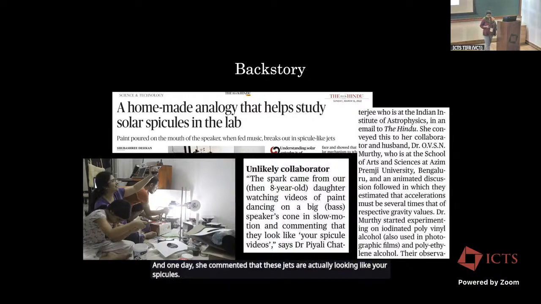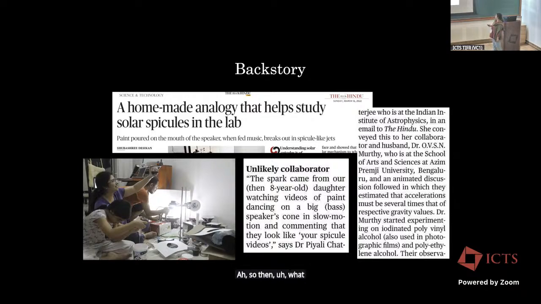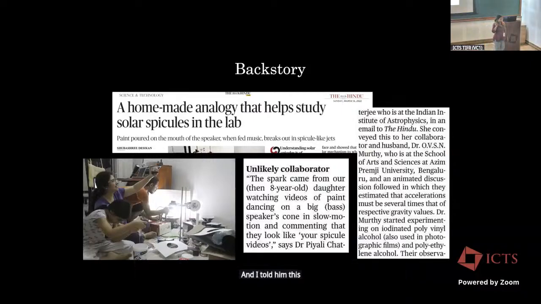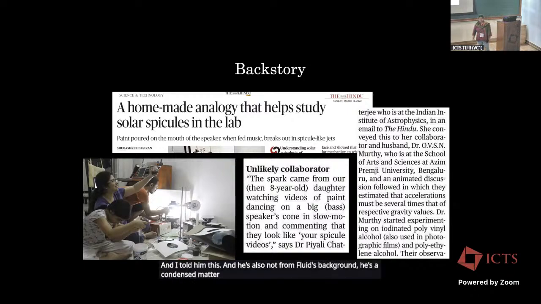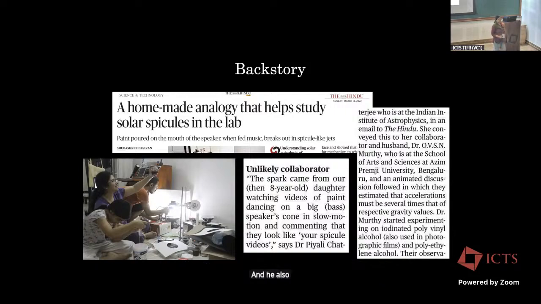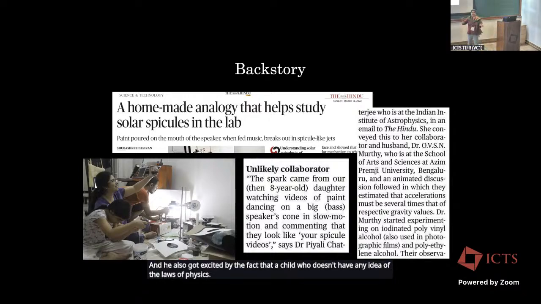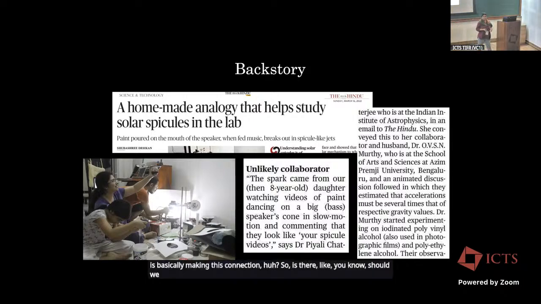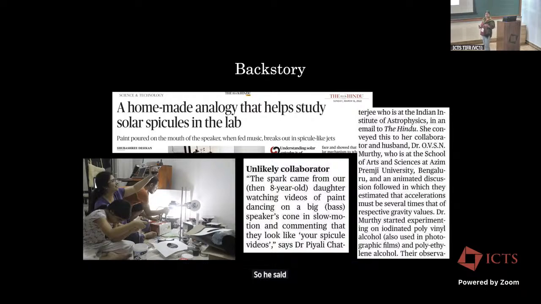So then I told my husband Murthy, who works at Azim Premji University. He's also not from a fluids background. He's a condensed matter experimentalist. He also got excited by the fact that a child who doesn't have any idea of the laws of physics is making this connection. So, should we delve deeper or not? He said, let us try to do some experiments. So he started doing some experiments in his lab.